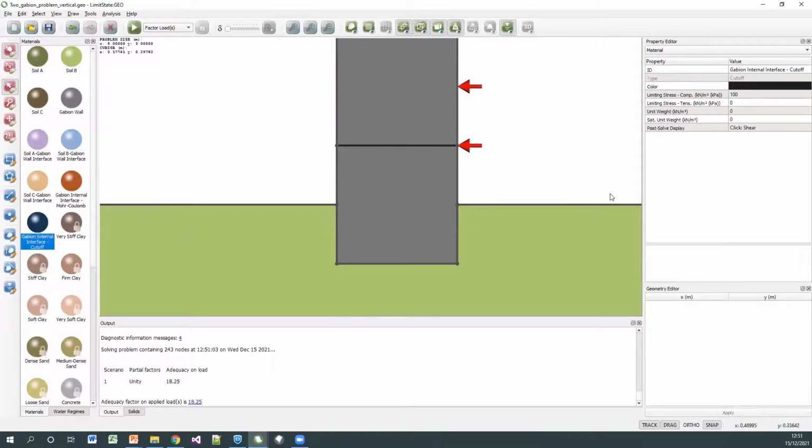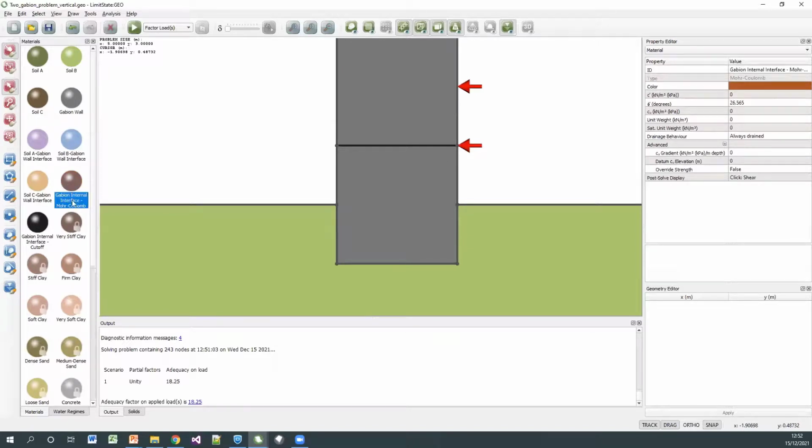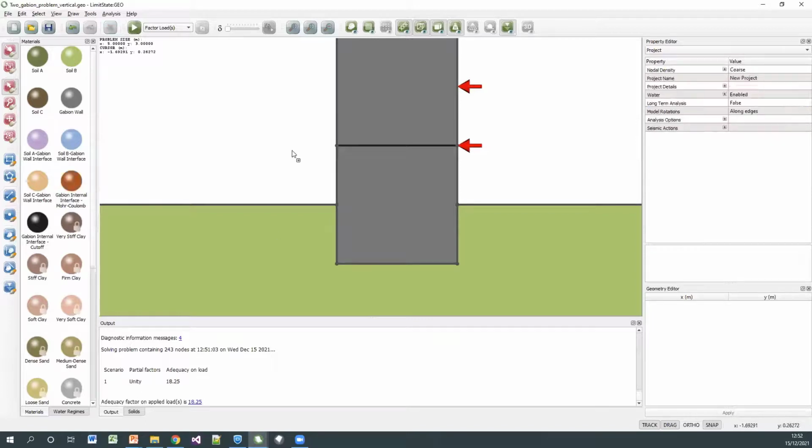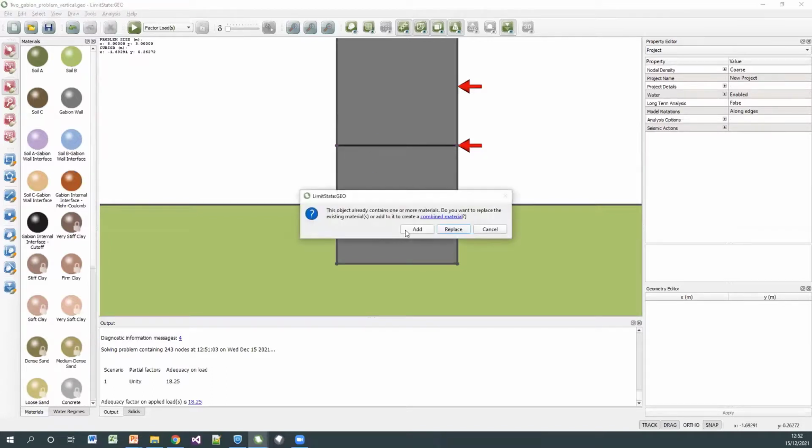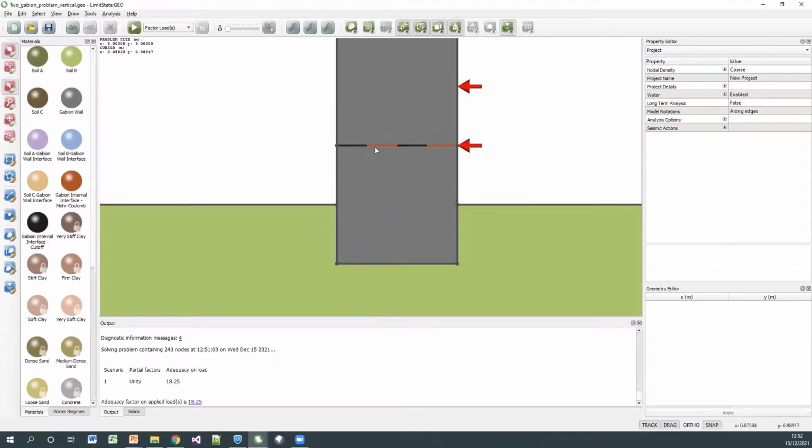What I'm going to do is just return that strength to 1000 so we get rotation in the corner, and add in this material. Now this is a Mohr-Coulomb material. It has an angle of friction of 26.565. I've chosen that angle because tan of that angle is 1/2, so that makes it a nice round number. I'm going to drag and drop that onto that interface, and we can have more than one material on an interface, so I've got simultaneously this frictional material and the cutoff material, so I can now model sliding failure as well as rotational failure.